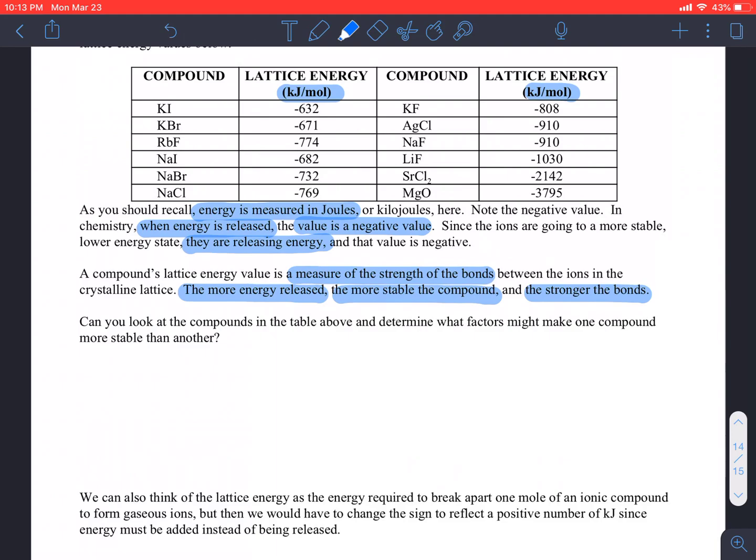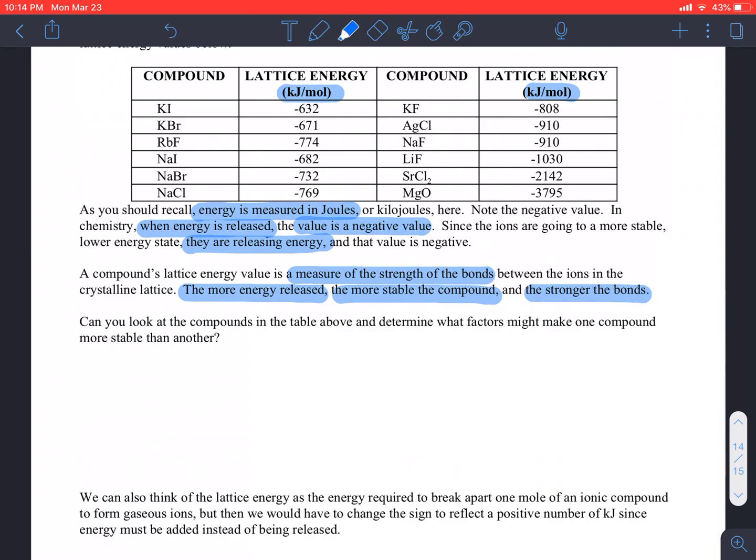If we were to look at this table above, think about the ones that are higher in value, meaning more negative, so more energy is released. That talks about the more stability of the compound and how strong the bond holding the ions together is. Can you look at the compounds in the table above and determine what factors might make one compound more stable than another? A lot of this has to do with the ratio, what the charge on the ion is. For example, let's see if we can find any that are the same or similar.